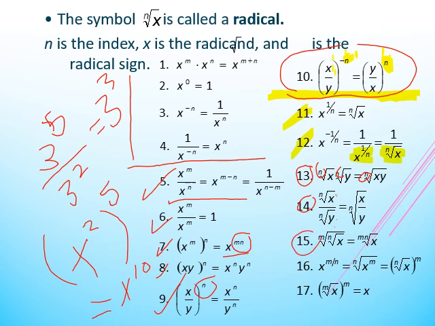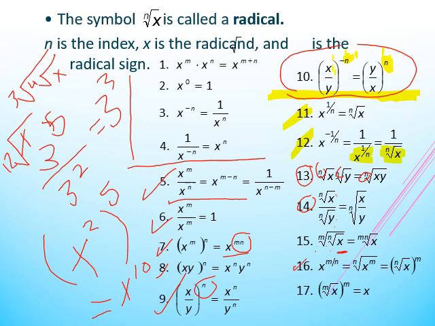Number 15, if we have the same base, but different indices, like the m-th root of the n-th root of x, in this case we multiply m times n and that will be the index. Say if we have root 3, root 4 of x, it will be the 12th root of x. This is by multiplying the two indices by each other.